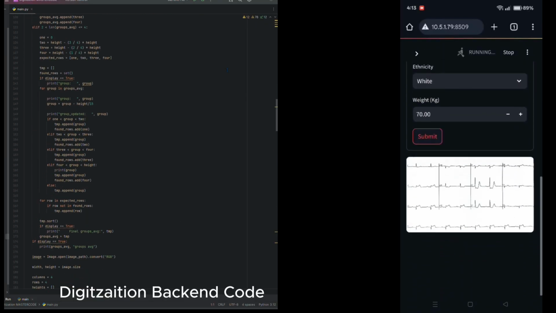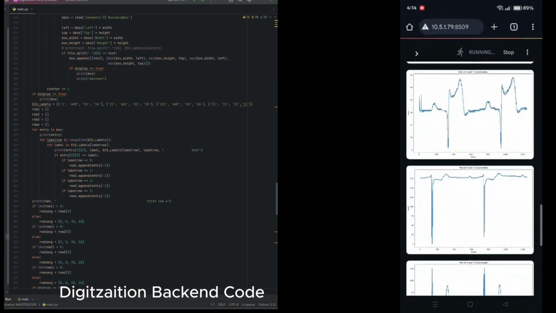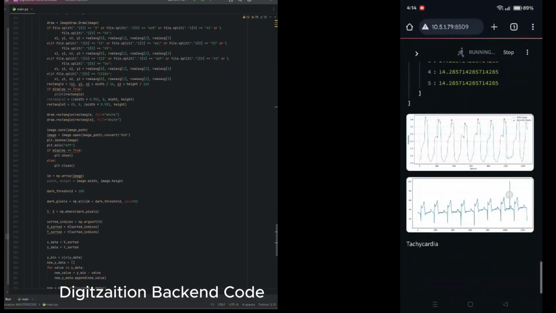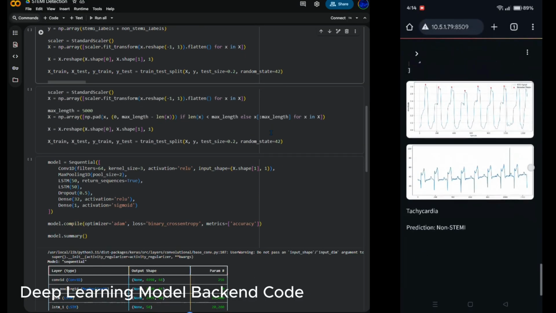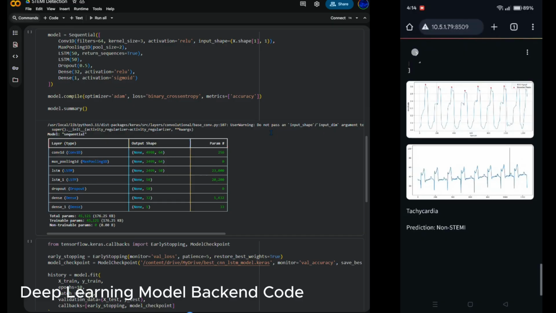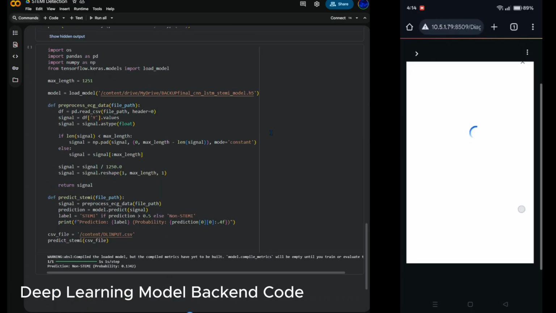Then you will see all of the digitized leads. Digitizing the leads is basically a process of converting the scanned image of each of the leads into a digital format with numerical data points. This can be valuable in giving a diagnosis, and in this case, it's tachycardia and non-STEMI. This is done through our machine learning and deep learning diagnosis models.